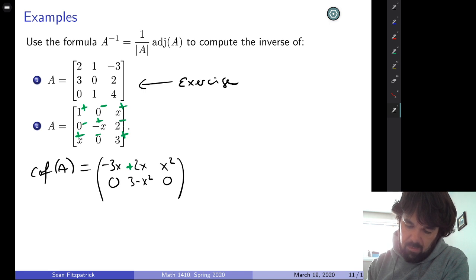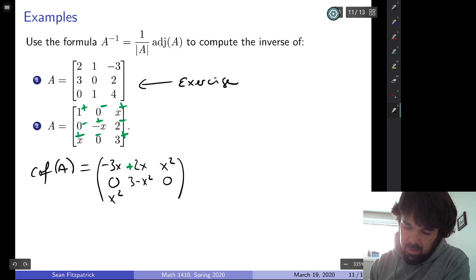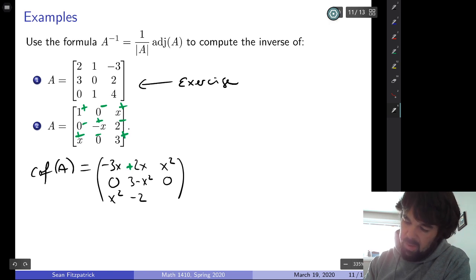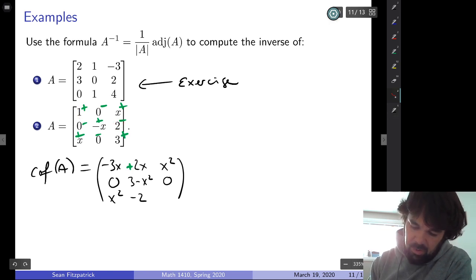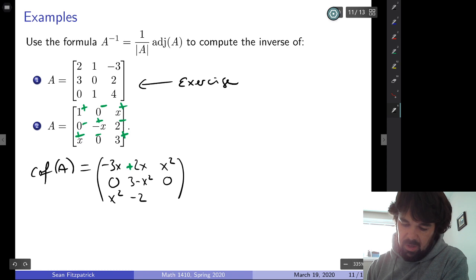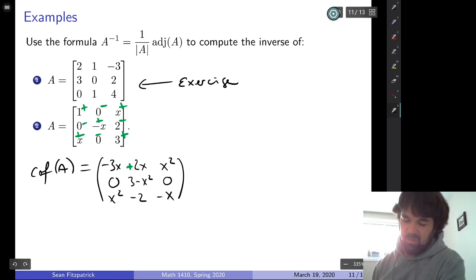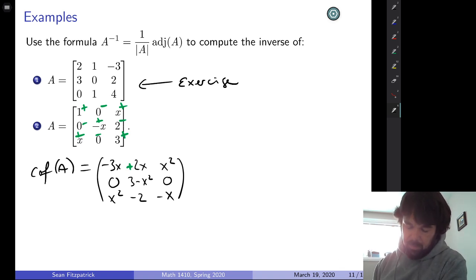Okay, so the cofactor for the row 3, column 1, I've got actually x squared. Okay, then I've got actually minus 2. So that minus 2 comes from doing 1 times 2 and then x times 0, right? So just 2, but it's in a spot with a minus sign, so I get a minus 2. And then finally I've got minus x. Okay, so I can get that.